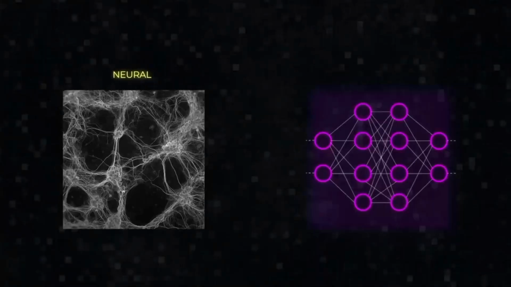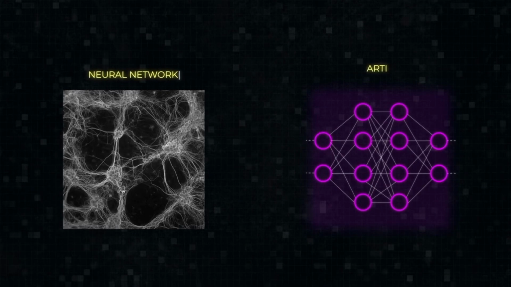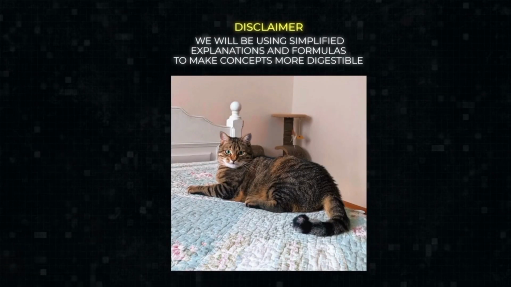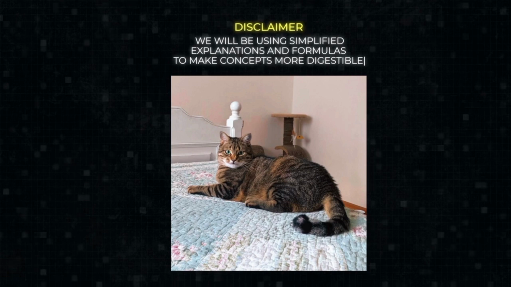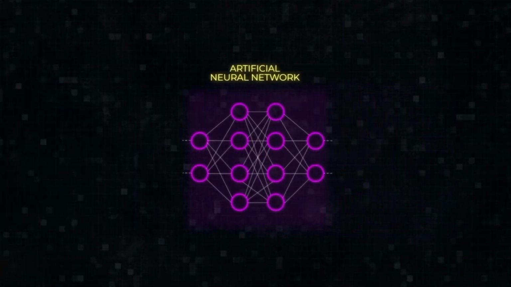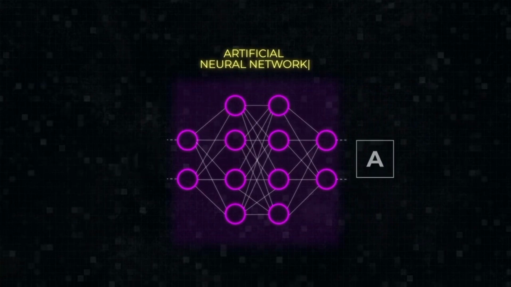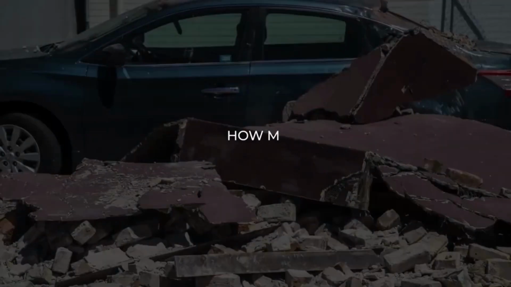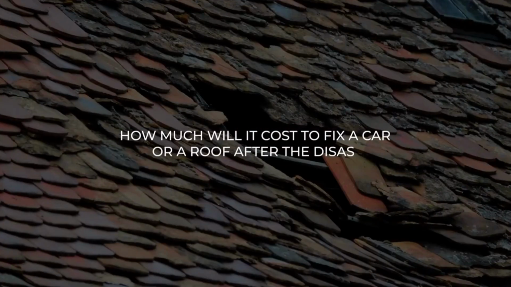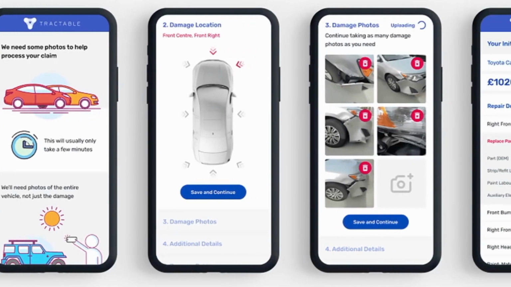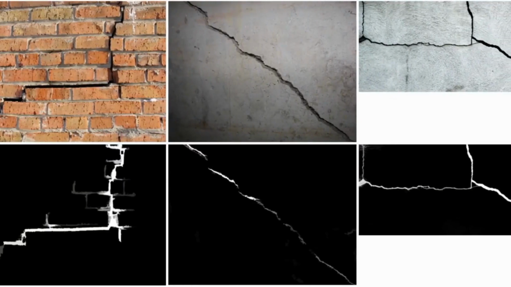With machines, we use similar neural networks, but those networks are artificial. Just a disclaimer, we will be using simplified explanations and formulas to make concepts more digestible. An artificial neural network is an advanced machine learning algorithm that can answer questions without any hints from humans. Questions like, how much will it cost to fix a car or a roof after the disaster? Tractable uses AI to study the photos taken by insurance clients to evaluate how much should be reimbursed.